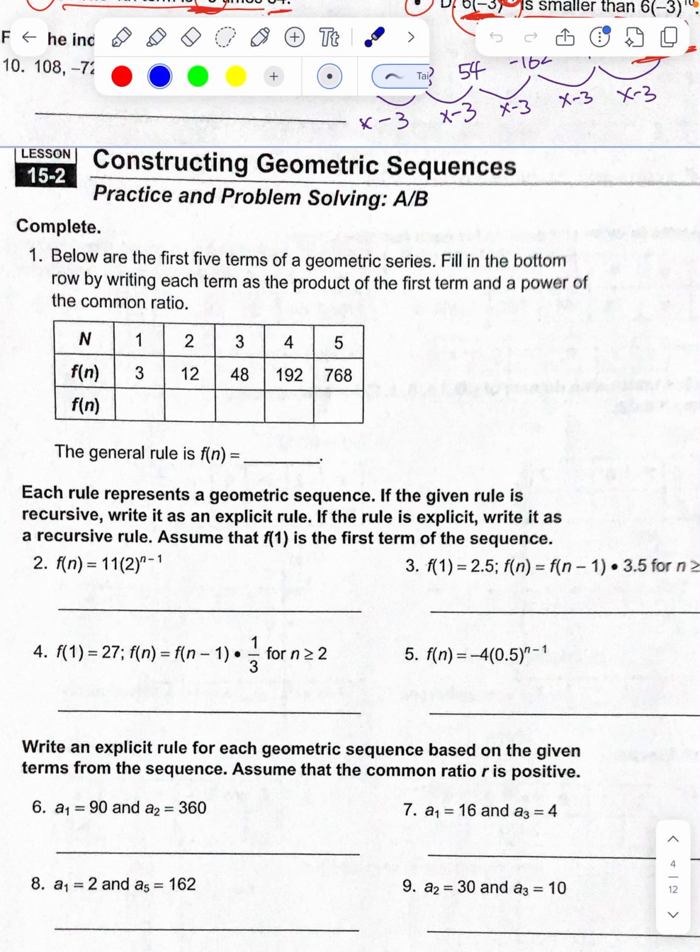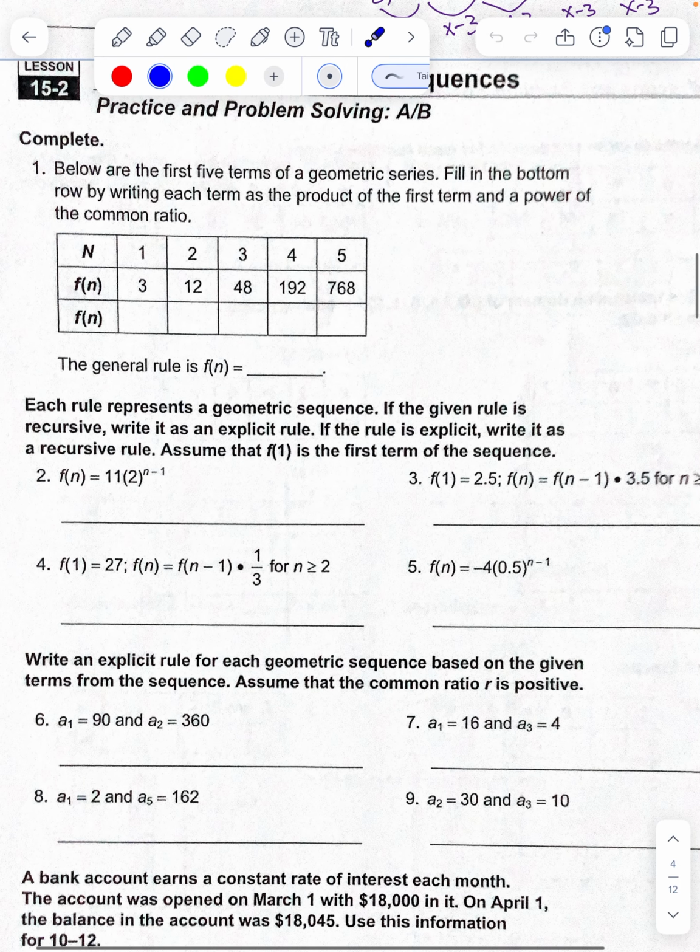Okay, Unit 6, Lesson 15.2, constructing geometric sequence. You're going to make a sequence, right? Make a geometric sequence. Okay, first one, complete. Below are the first 5 terms of a geometric sequence.